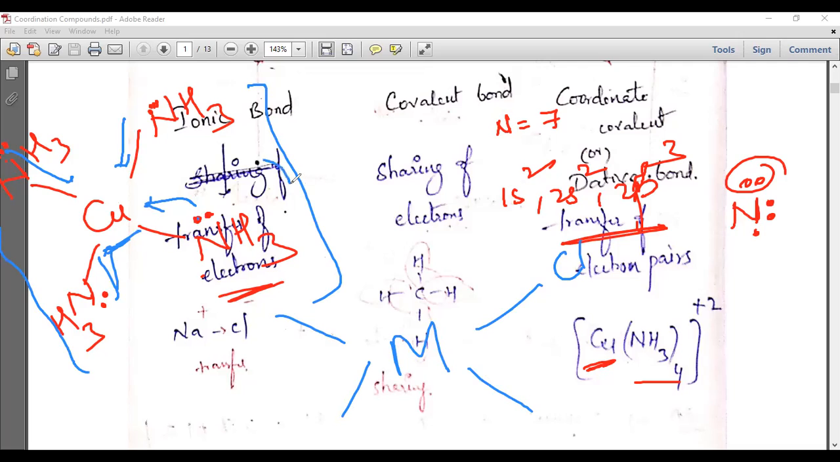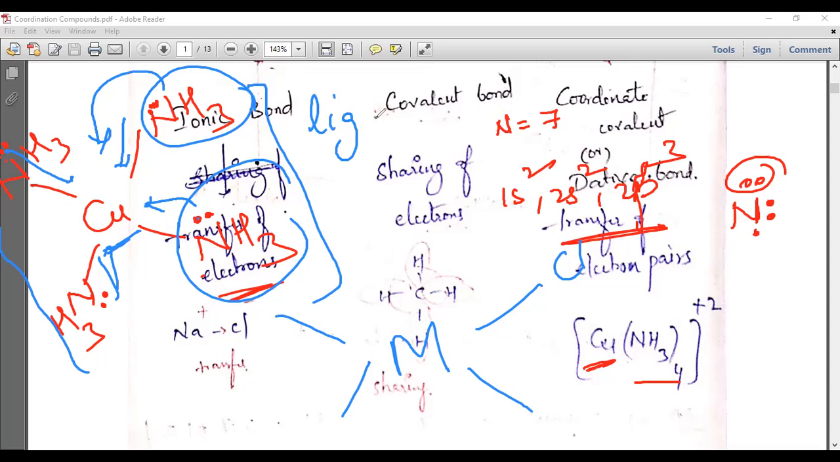So the chemical species which is donating its electron pairs is called a ligand. So a ligand is nothing but a chemical species which donates its lone pair of electrons to a central metal ion. So I will explain you. See here, you can easily understand here.